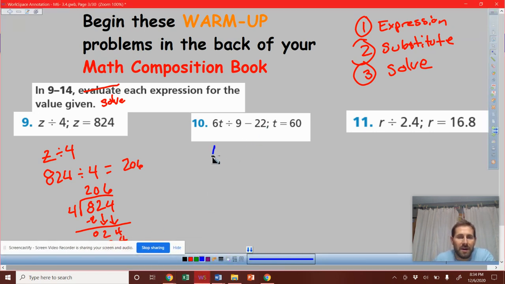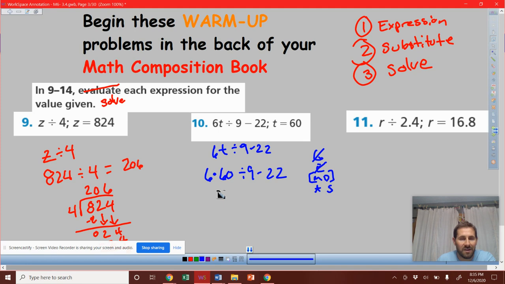Okay, so again, we write 6t divided by 9 minus 22. And then we're going to substitute t to be 60. So it's 6. Remember, a letter right next to a number is multiplication. So 6 times 60 divided by 9 and then minus 22. So this problem itself requires a GEMDAS tower. The reason I say that is we've got multiplication, division, and subtraction. We got to figure out which one we do first. There's no grouping symbols. There's no exponents. We have multiplication and division together. Do it left to right.